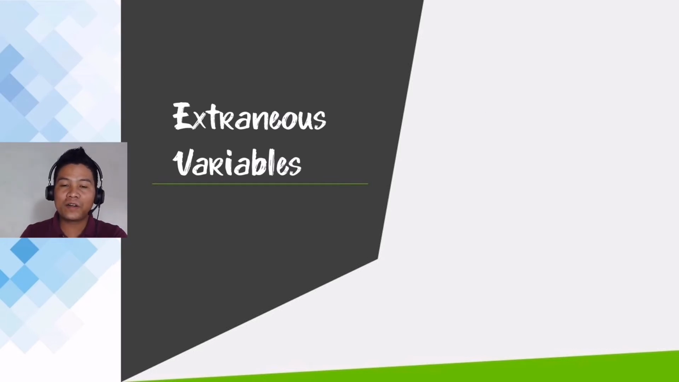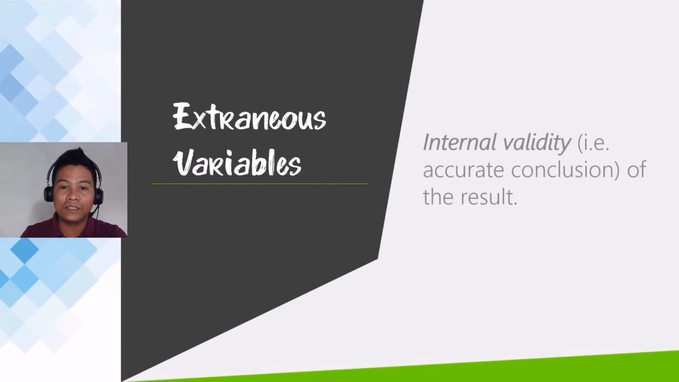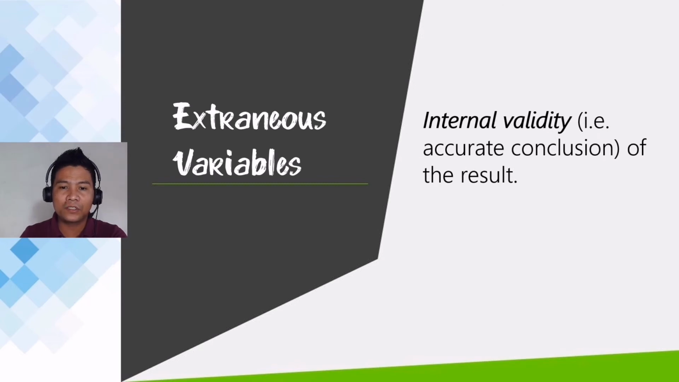Since extraneous variables may affect the result of the experiment, it is crucial for the researcher to identify them prior to conducting the experiment and control them in such a way that they do not threaten the internal validity, for example, the accurate conclusion of the result. Controlling the extraneous variable can be done by holding it constant or distributing its effect across the treatment.